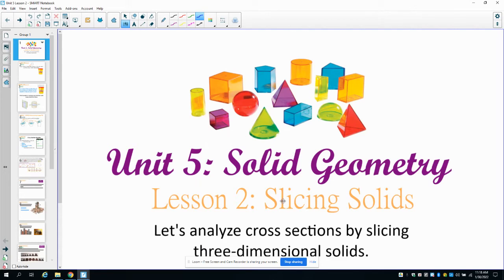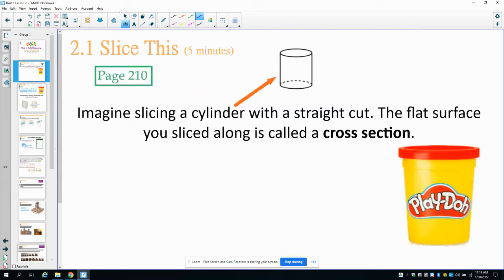In lesson two, we're going to be taking a look at slicing solids and analyzing what are called cross sections by cutting into the shapes. If you're doing this lesson in class, we used Play-Doh. If you have Play-Doh or clay at home, you can mold some different solids so that you can cut them and actually look at the cross sections.